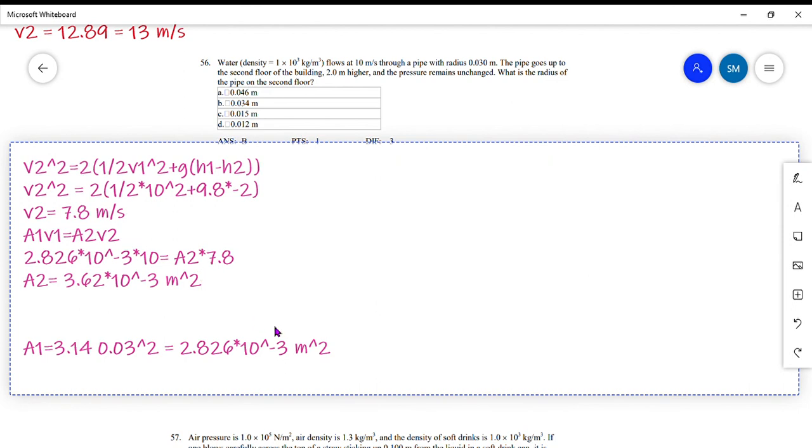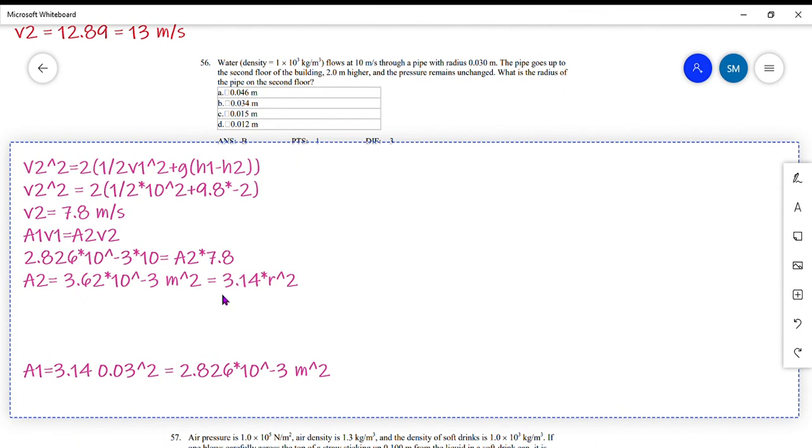A2 is equal to pi r square, which is 3.14 times r power 2. So this is equal to this. After solving this, you can divide by 3.14 over this side and take the square root. You will find that r is simply equal to 0.034 meter. So the answer is B.